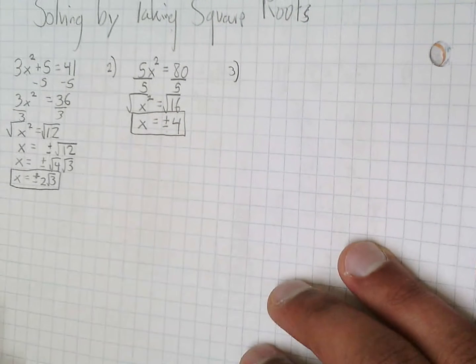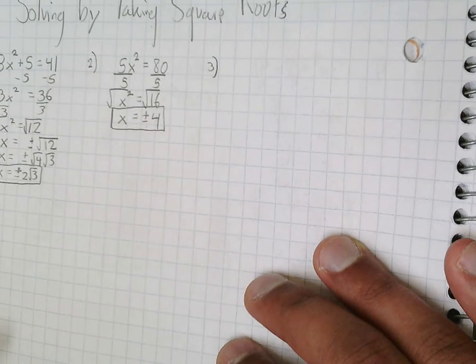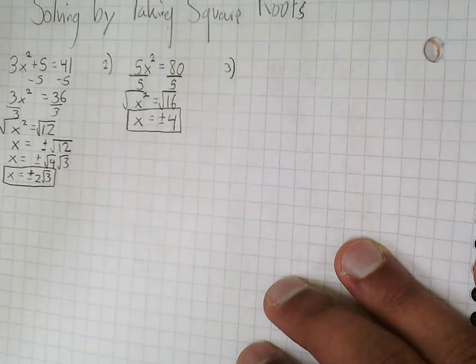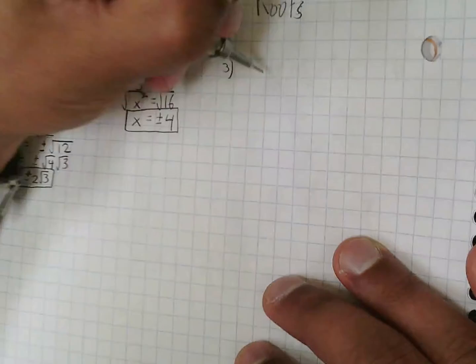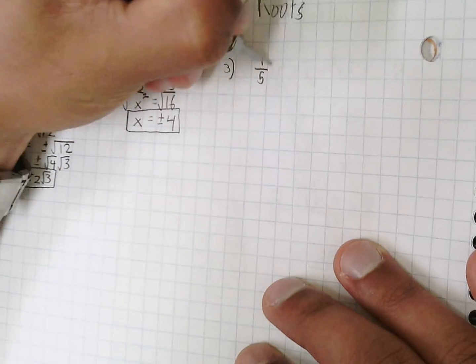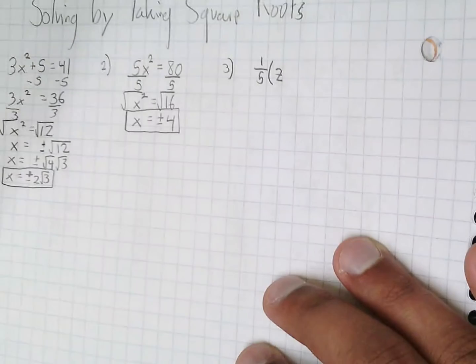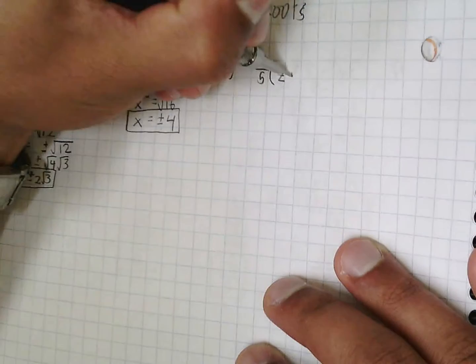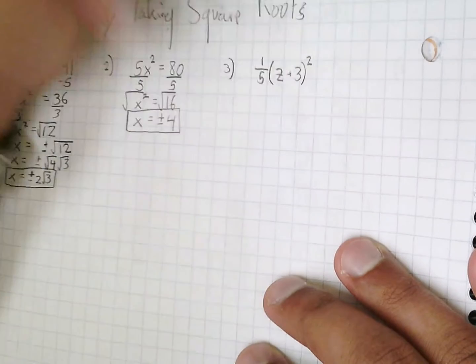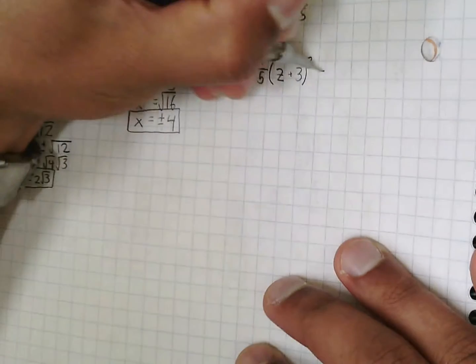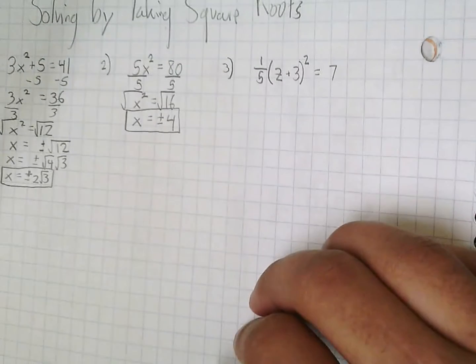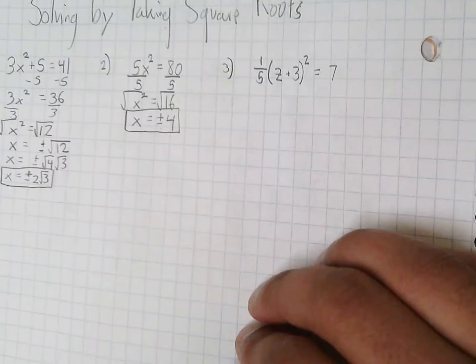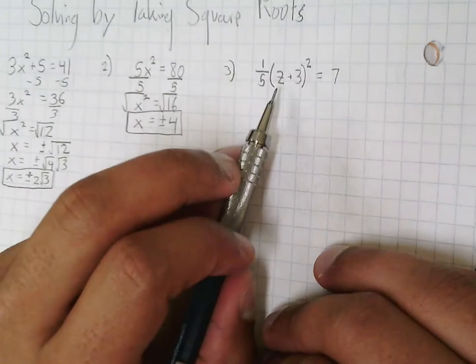Okay, let's do another one. Let's do this one here. 1/5 z plus 3, squared, equals 7. Alright, this I can solve by taking square roots because notice there's only one z.